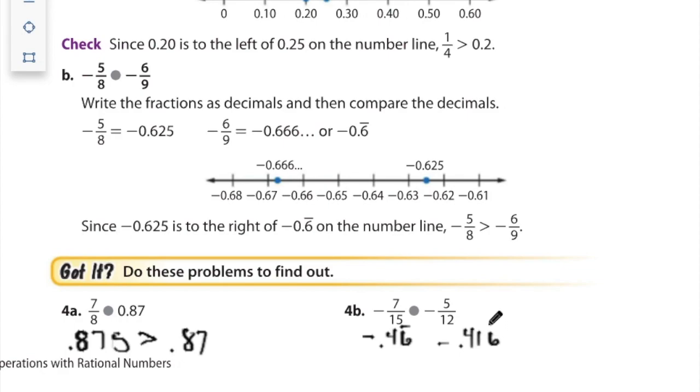And since these are negative, you have to think a little bit more critically about that. Normally a student might think, oh, 0.46 is bigger, so this must be greater. But actually on the negative side of things, negative 0.46 repeating is further to the left of negative 0.416 repeating. So for 4b, negative 7/15 is less than negative 5/12.